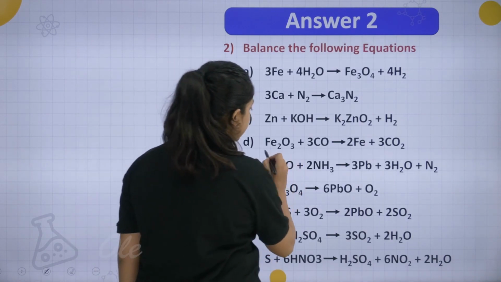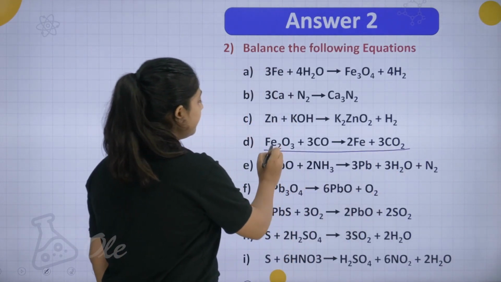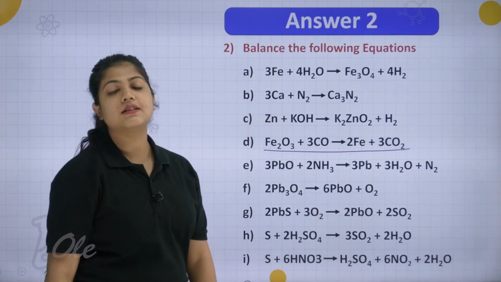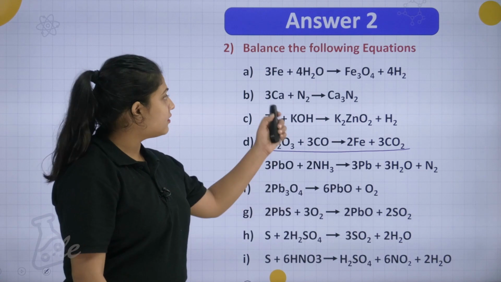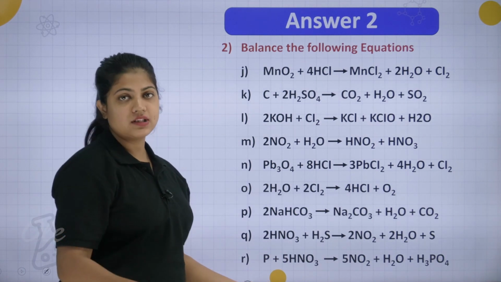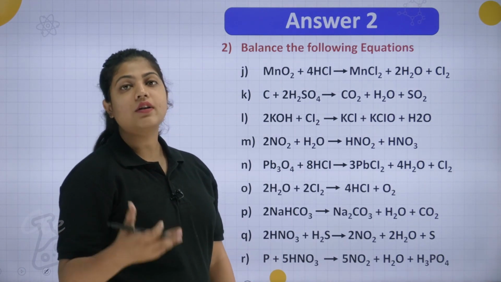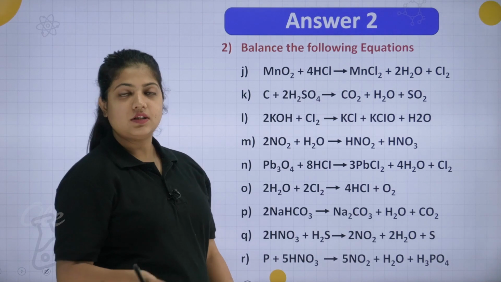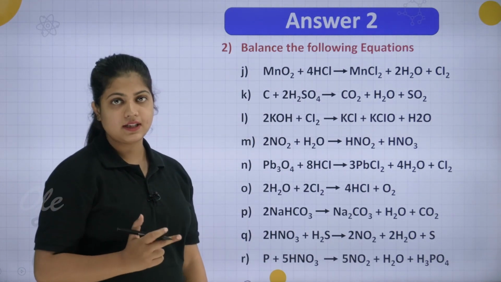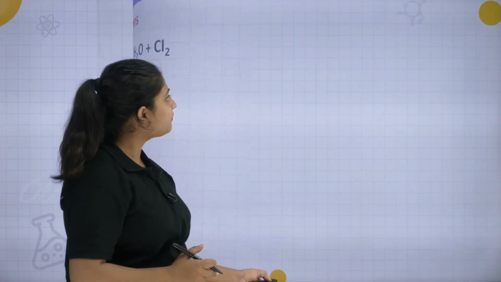We have solved D, so we can match this. Fe2O3 plus 3CO gives out 2Fe plus 3CO2, okay. So these are the answers of all the balanced equations that are given to you. You can use this particular method or the partial equation method to solve these equations, and you can match your answer with the given answers, okay.